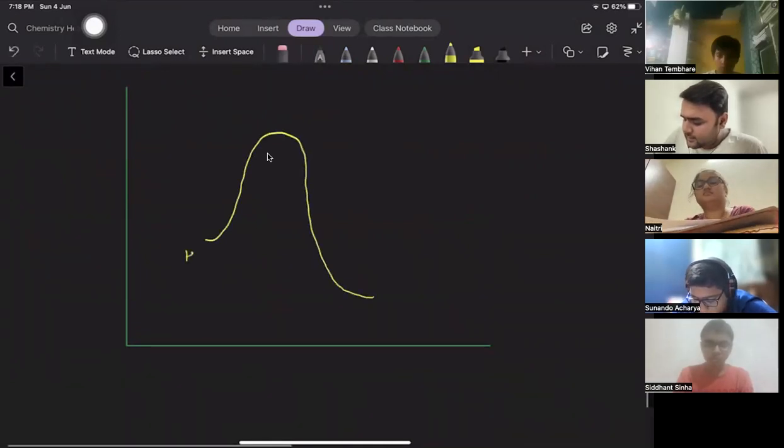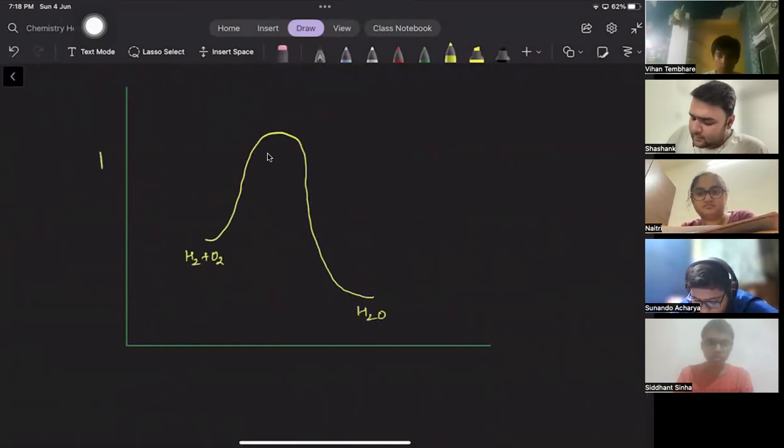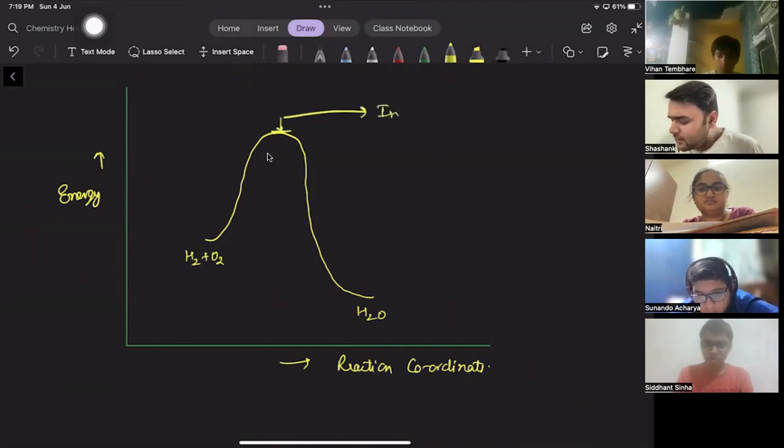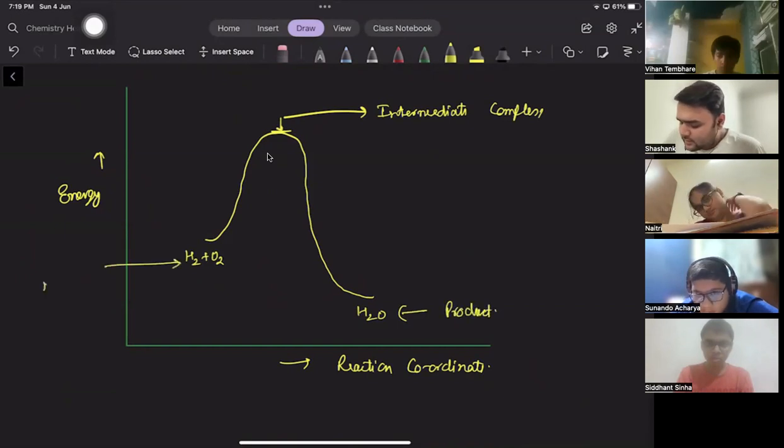Let's say this is H2 plus O2 and this is H2O. And this Y axis is called energy and this X axis is called reaction coordinate, which simply means how far the reaction has gone, right? So this peak is called intermediate complex. This thing is called product, and this thing is called reactant.